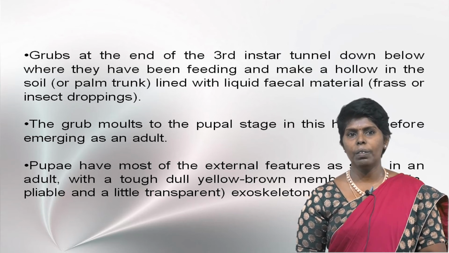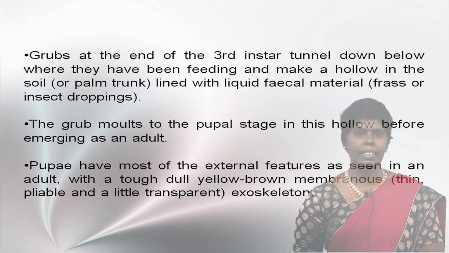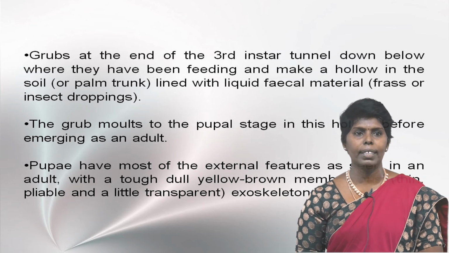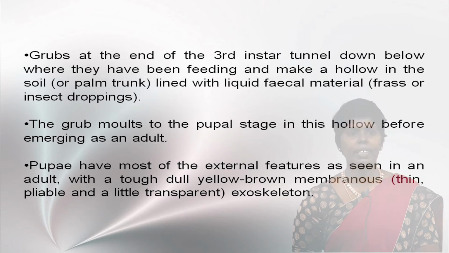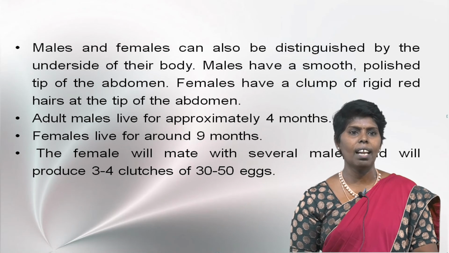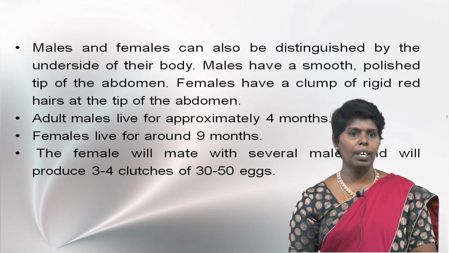Pupae have most of the external features seen in the adult, with a tough yellowish membrane. The adult beetles are large and black with a distinctive horn. Male and female vary in body size up to 40 millimeters. The adult male lives up to 4 months. This is the longevity of the life. The female lives around 9 months.